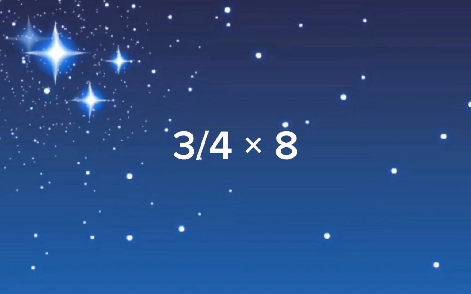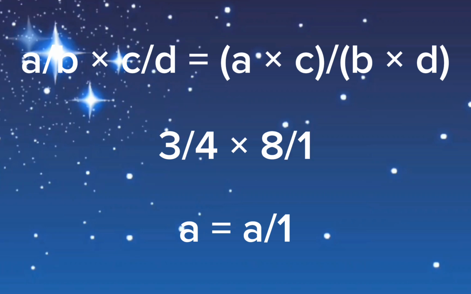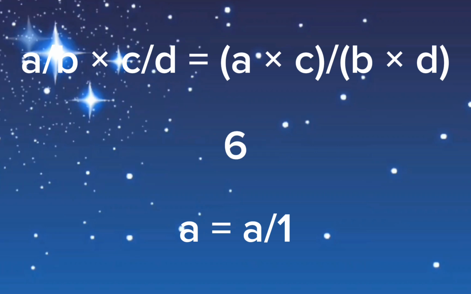In math, players try to turn a whole number into a fraction, and they do this because they know fraction times fraction is the same as numerator times numerator and denominator times denominator. So they would say 8 is the same as 8 over 1. And so now we have both fractions. Now it's just 3 times 8 and 4 times 1, which is 24 over 4, which is also 6.